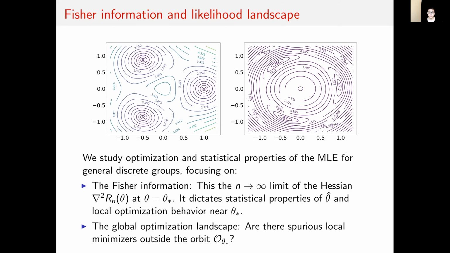The relevant quantities to study for MLE are the Fisher information and likelihood landscape. The Fisher information is the large N limit of the Hessian of the negative log likelihood at the unknown signal point. It dictates the properties of the MLE as well as the local optimization behavior near the unknown signal. The global landscape asks whether there are spurious local minimizers away from the orbit of the unknown signal. This determines whether MLE actually returns a point near the true signal.